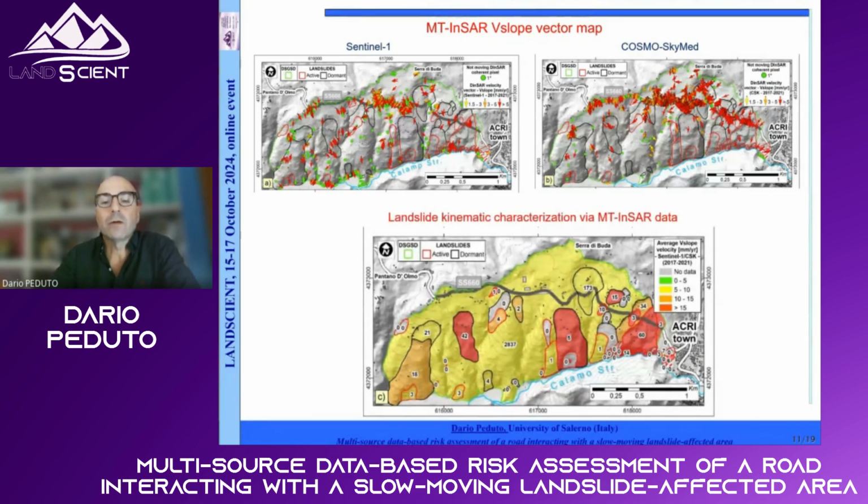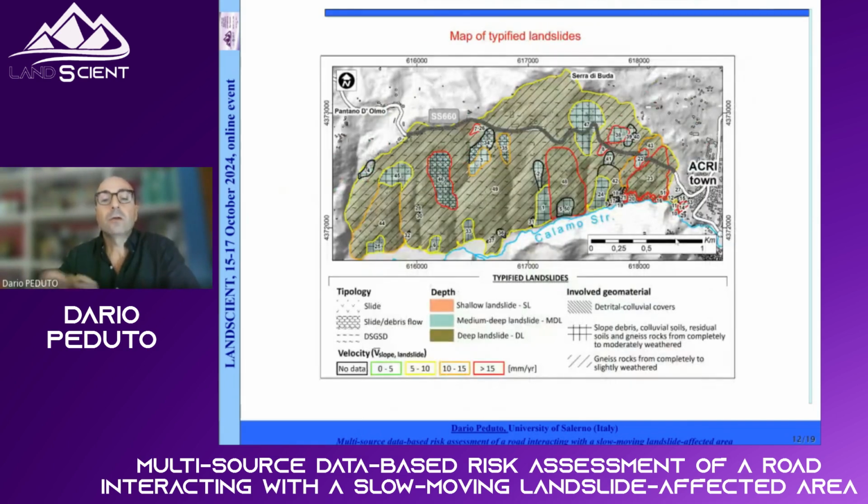Then, for each one of the landslides, the landslides were associated. As you can see here, they were colored according to the velocity derived from SAR data. Then, with all this information, the first goal of phase 1 was achieved.